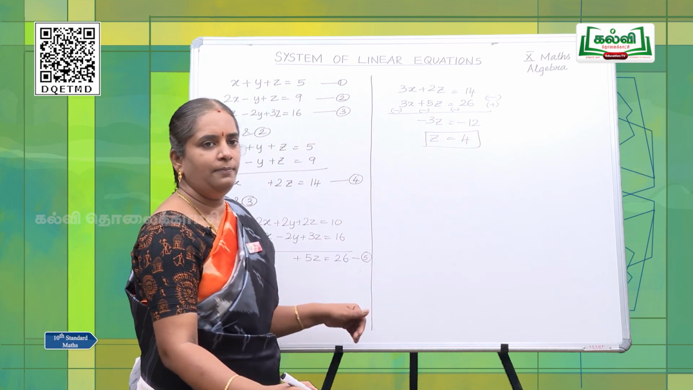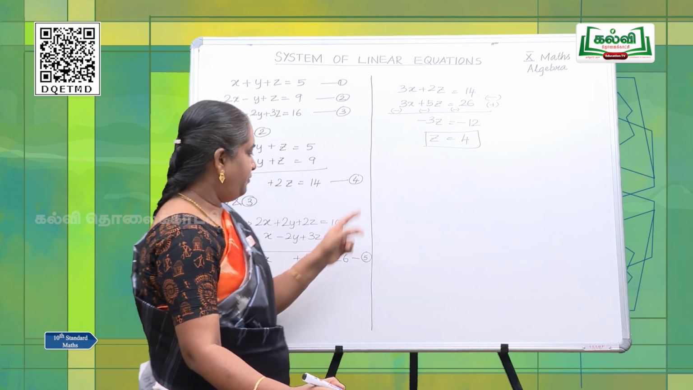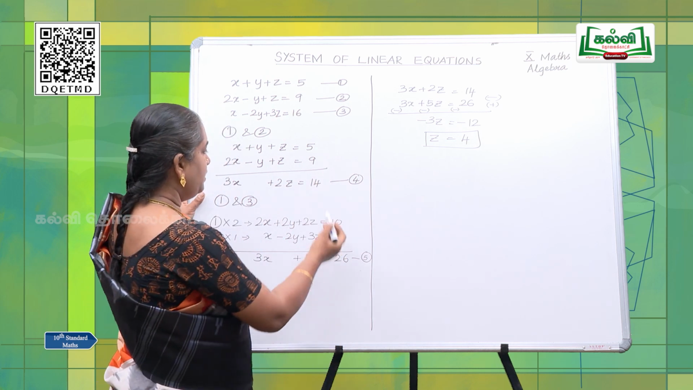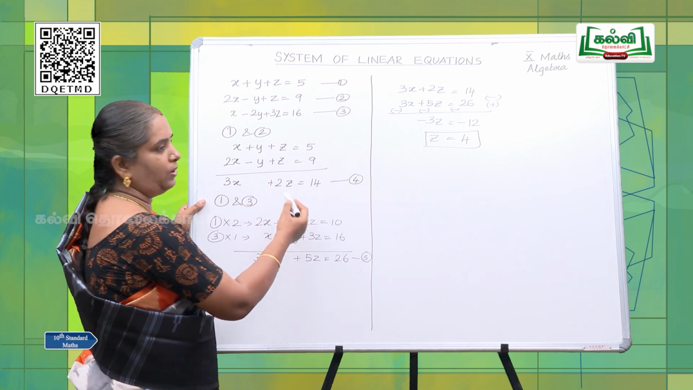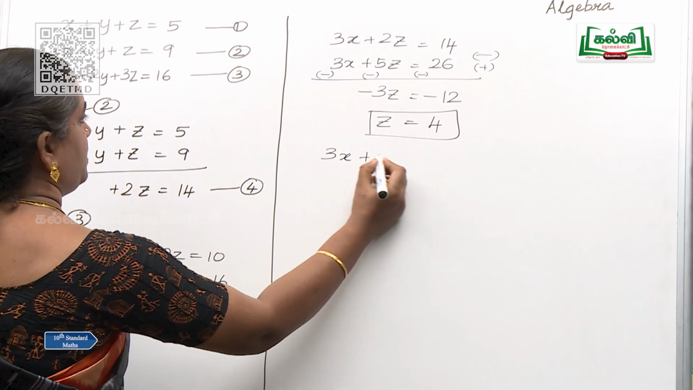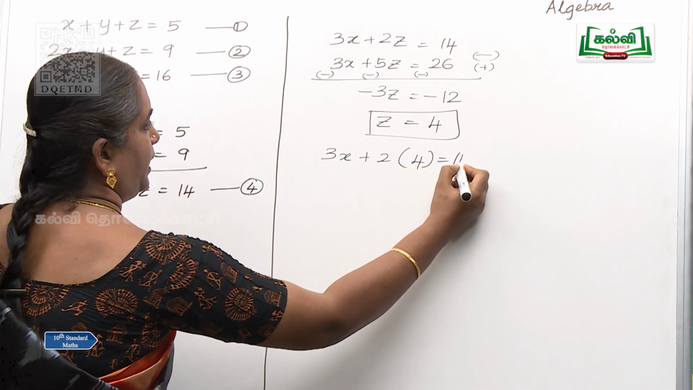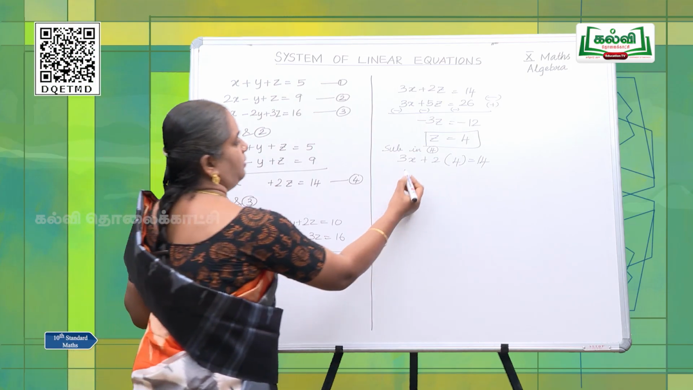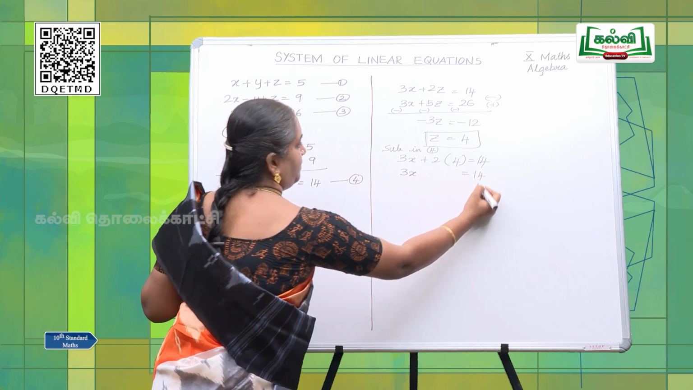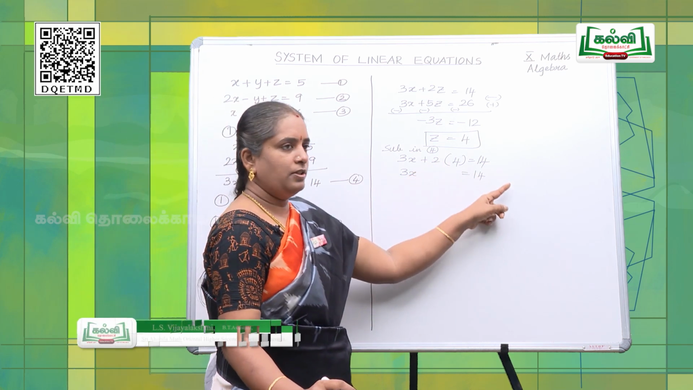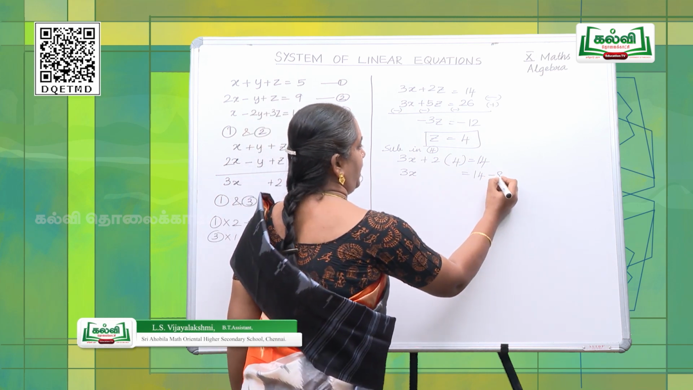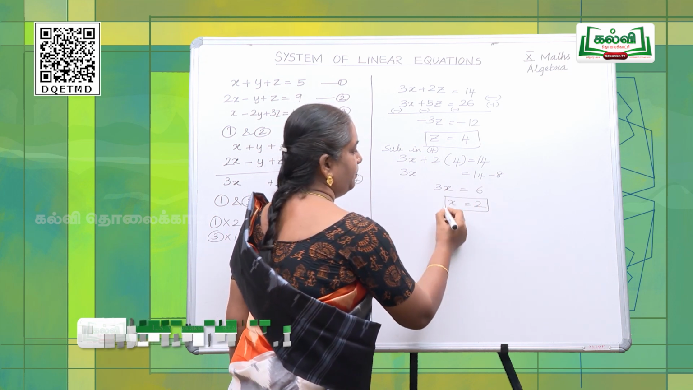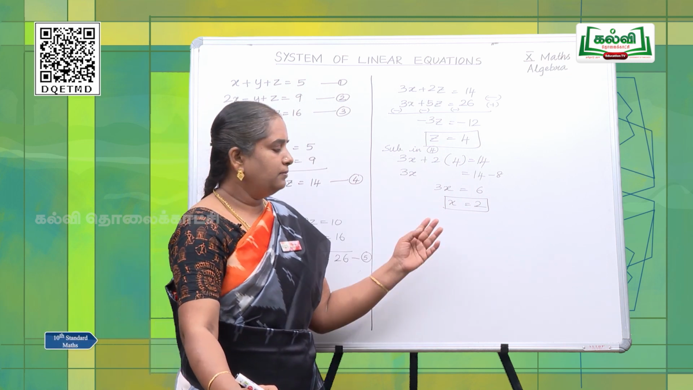After finding the value of z, we substitute it and find the value of x in either equation 4 or 5. Let me substitute in the fourth equation because it has a smaller coefficient. So 3x plus 2 times z, which is 4, equals 14. So 3x equals 14 minus 8, since 2 fours are 8. So we subtract 8 from both sides, and 3x equals 6. Dividing by 3 on both sides, we get x equals 2.